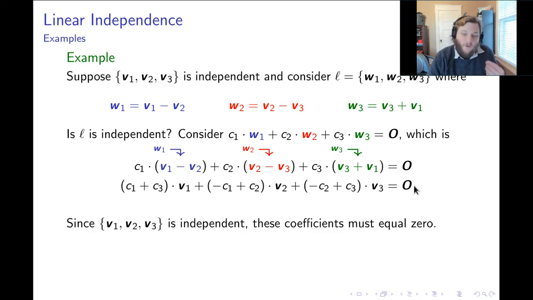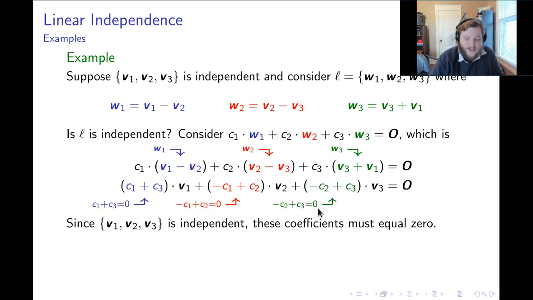But we are told from the outset that v1, v2, v3 is an independent list. What this means is that the only possible way for this equation to work is if each of the scalars used in this linear combination equals 0. So I need the coefficient in front of v1, c1 plus c3, to equal 0. I also need the coefficient in front of v2, negative c1 plus c2, to equal 0. And then I need the coefficient in front of v3, negative c2 plus c3, to equal 0.